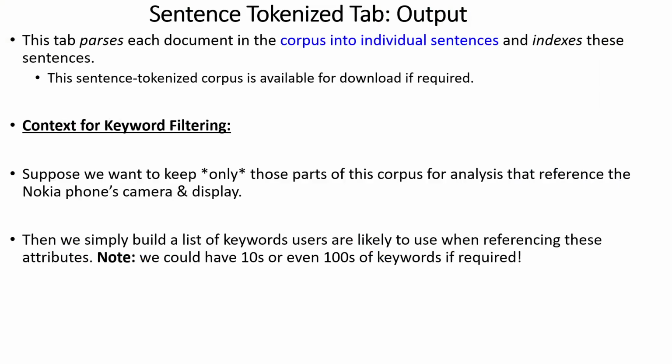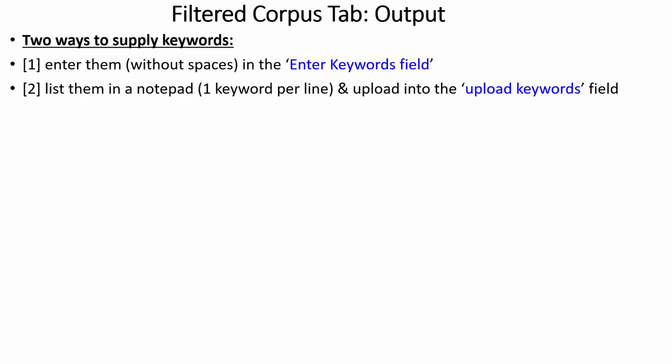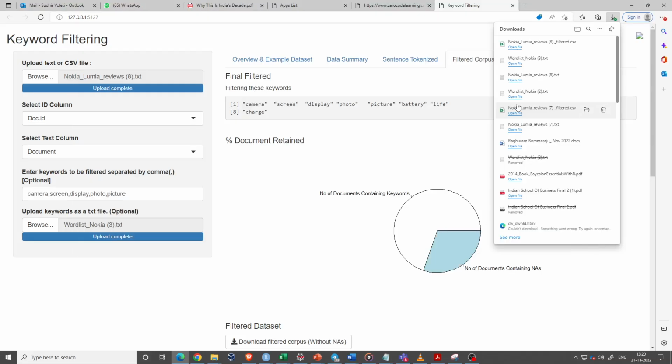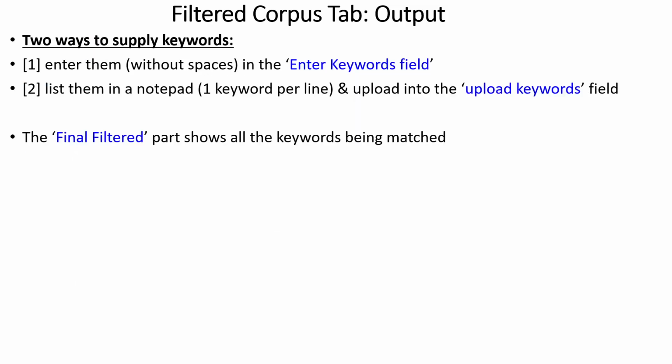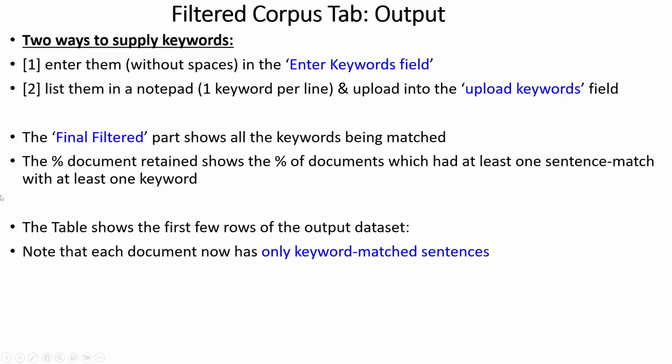So let me quickly now summarize what we have seen. We saw that there are two ways to supply the keywords. You can enter the keywords directly into the keyword field, or list them in a notepad and upload them using upload keywords. We have seen both of these ways. The final filtered part shows all the keywords being matched, the percentage of documents retained, how many documents had a match and how many didn't, and so on.